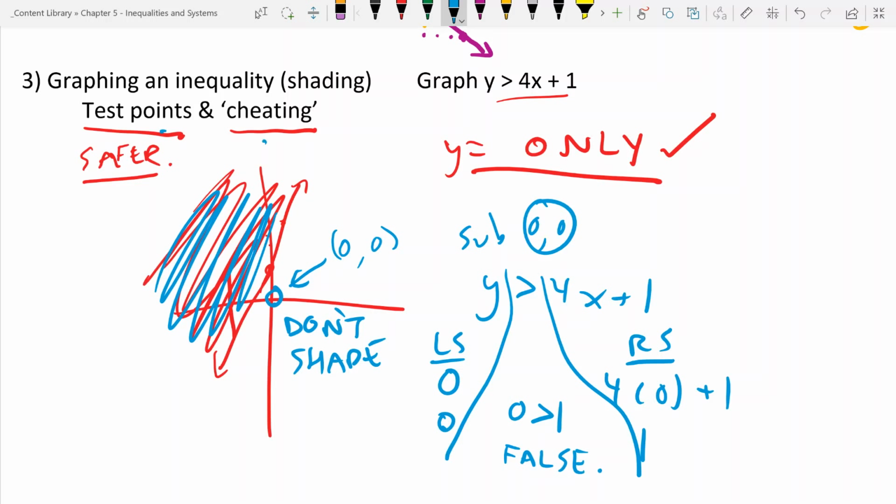You only need to use one of these methods. It's up to you what you want to do. If you're going to do the cheating super fast method, you can only do it in y equals form. If you need to show your steps, you need to use a test point. That's it.